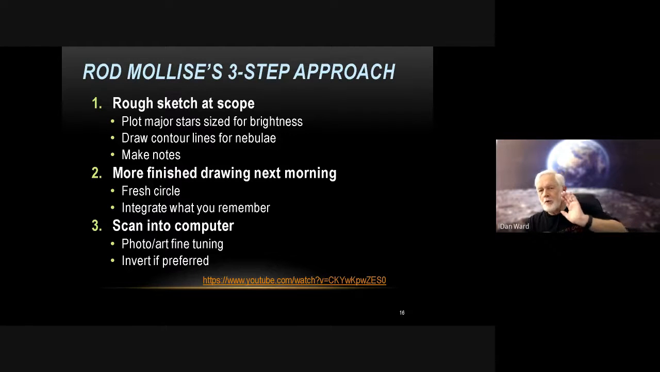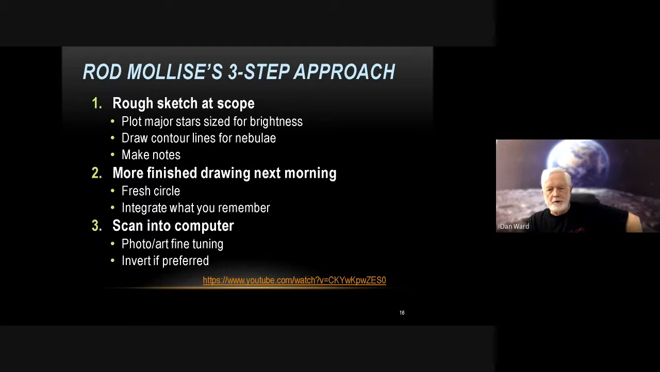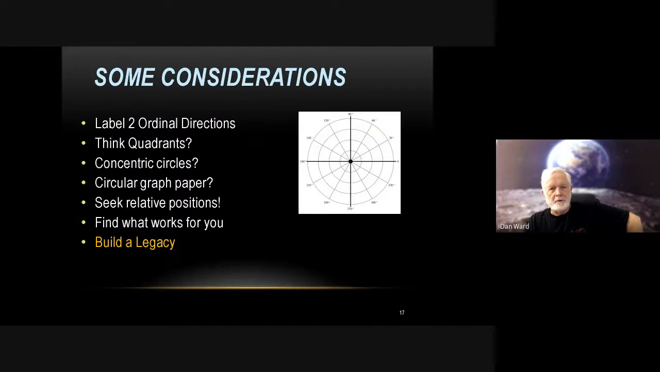I'm going to go quickly through this. Of course, this is recorded on YouTube, or you can take a picture of the screen if you want that link there. Getting the ordinal directions, Cindy talked about that in some depth. Some people like circular graph paper for their rough sketch at the scope. I haven't tried that, but it might work for you.